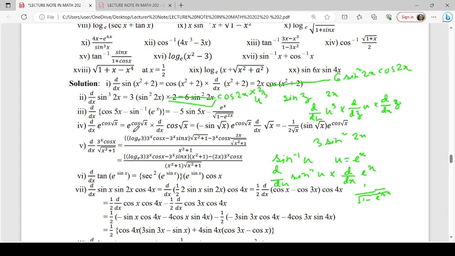Cos of root over x, it is e to the power cos root over x. So first it is u, then it is cos function. So d/dx of cos root x, d/dx of cosine is minus sine, then again root over x, d/dx of root over x, it is this one. So it is 1 by 2 root x.